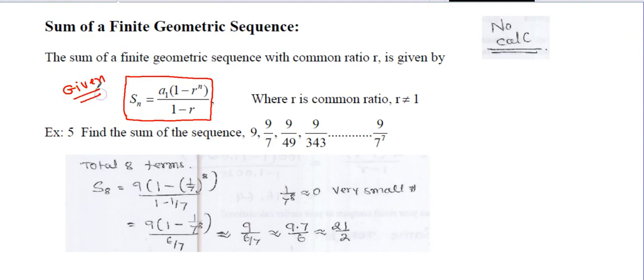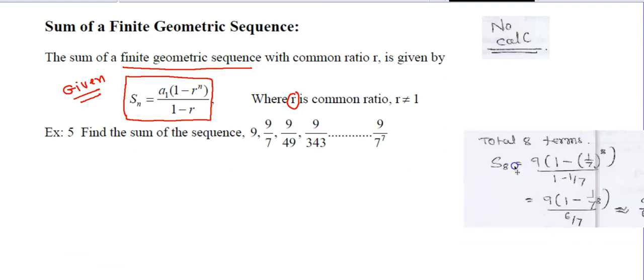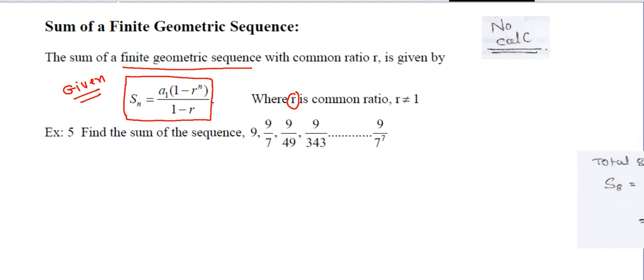Now, unfortunately, there is no story about how we came up with this idea or who was the one who came up with it. We don't have to worry about that. Just know that this is the sum of a finite geometric sequence where r is the common ratio. And how do we add these numbers without a calculator? So let's take a look at the first example here.